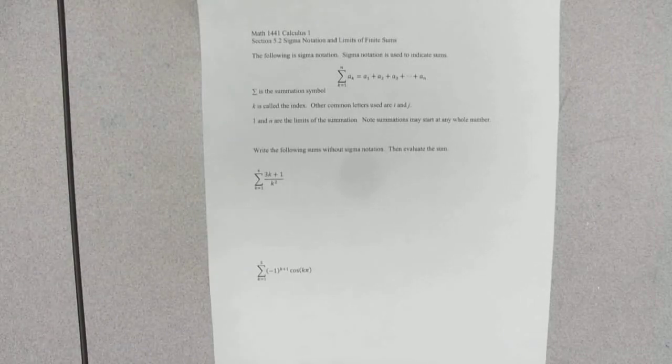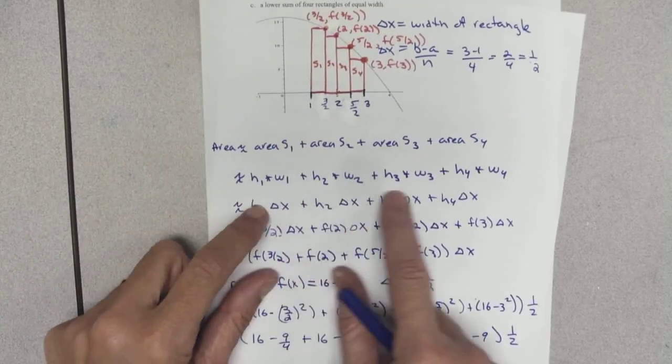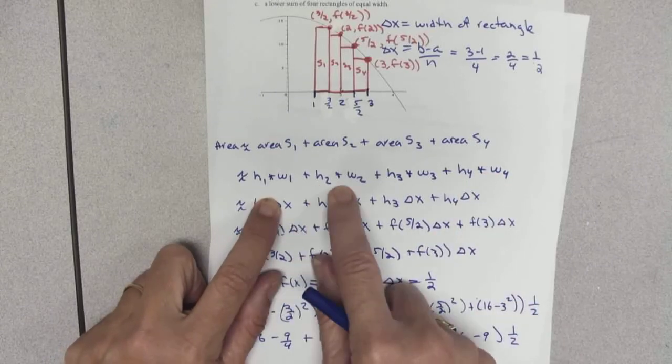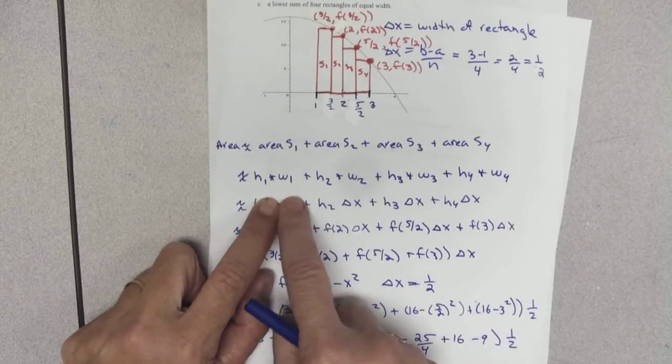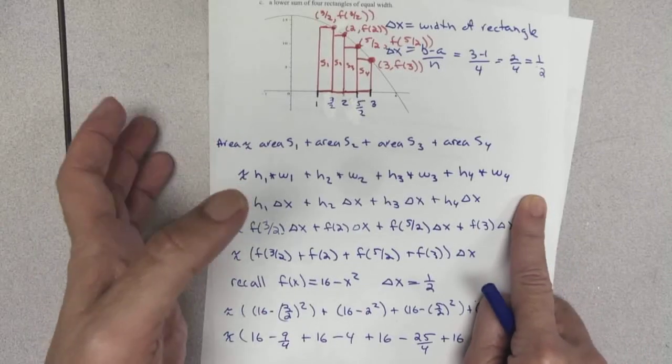Okay, section 5.2, sigma notation and limits of finite sums. This is going to help us build on what we did in the last section, and I still have those notes here from the last section. We added up areas of rectangles, and we could see this was getting cumbersome. This is only 4 rectangles here, but that was kind of cumbersome. Imagine if I had told you to do this with 8 rectangles. Just writing that out 8 times is a little bit cumbersome.